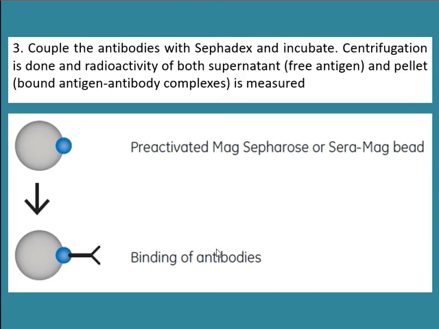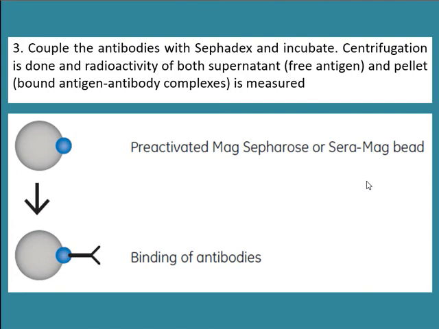When you centrifuge, what happens is the antibodies are coupled with Sepharose, so they will come down with the pellet and the free antigens will be there in the supernatant. So, these are all techniques. These three techniques are those which help you in separating the free antigen from the coupled antigen.